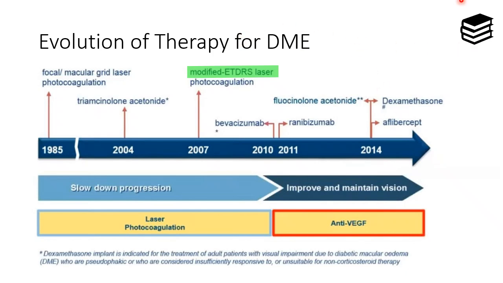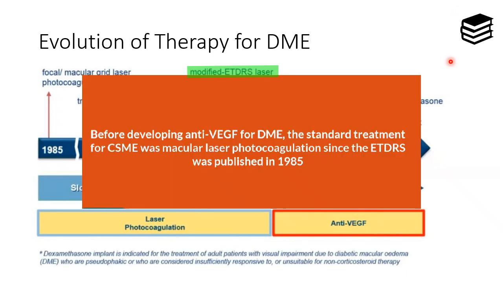This is an important slide. Undergraduates should please note. Before anti-VEGF for DME, as I told you, the standard treatment for CSME, or clinically significant macular edema, was macular laser photocoagulation, since the ETDRS was published in 1985. So when the anti-VEGFs were introduced, they were obviously compared with the existing gold standard, that is laser, and all the anti-VEGFs showed a clear superiority over the lasers, right? So we'll be seeing how, and that is why anti-VEGFs have superseded lasers in the treatment of diabetic macular edema.